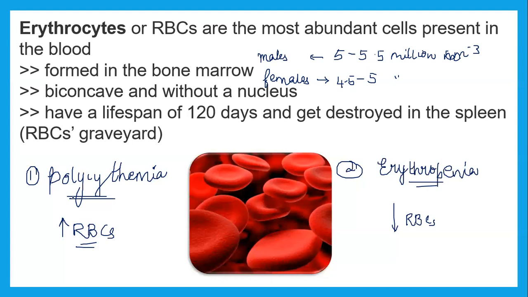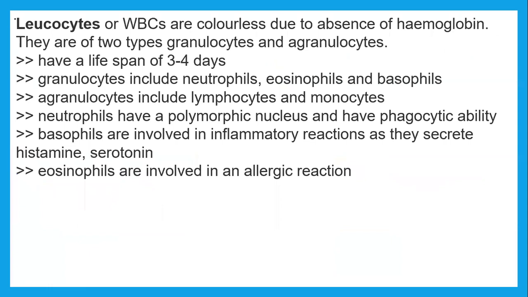Next, the disorders of the RBC or erythrocytes. If there is an abnormal increase in the number of RBC, you will call it polycythemia. And if the number of RBC is decreasing abnormally, then that condition you will call it as what? Erythropenia. I hope it's clear. Let's move on to the concept of leukocytes.